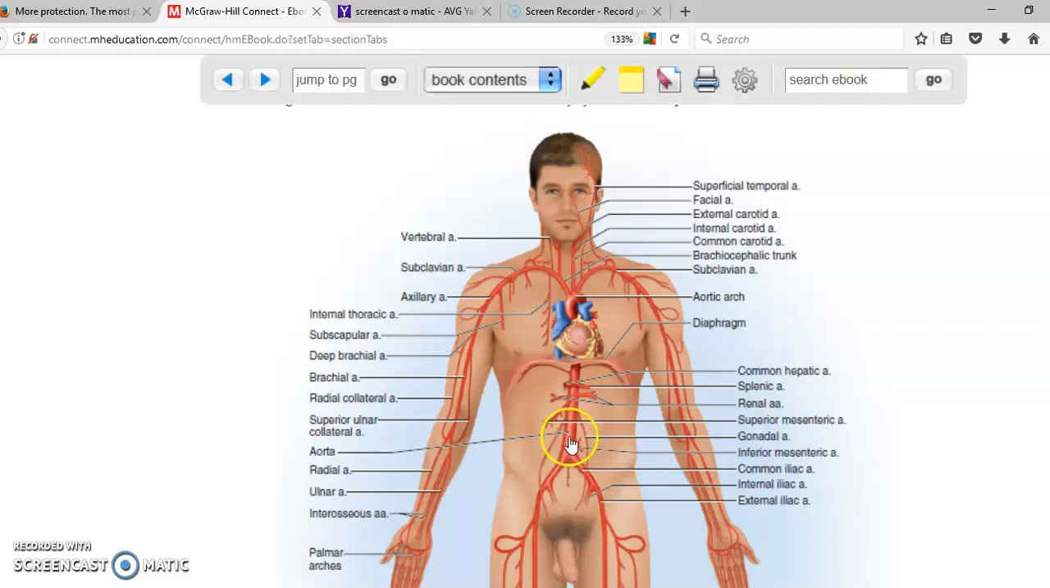Okay, so you have the descending aorta at the level of the abdomen. And then since we have two legs, this descending aorta is going to branch out into two common iliacs. This is going to be the left common iliac, and this one is going to be the right common iliac.